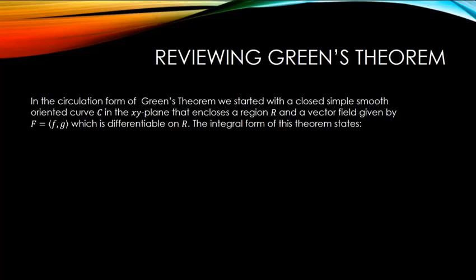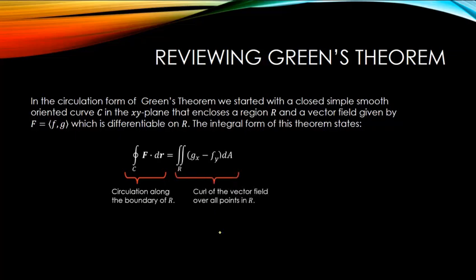In the circulation form of Green's theorem, we started with a closed, simple, smooth, oriented curve C in the xy plane, and this curve enclosed a region R and a vector field given by F equals a vector with components f, g, which is differentiable on R. The circulation form of Green's theorem gave us the closed integral over C of F dotted with dr is equal to the double integral over R of g sub x minus f sub y dA, where the left side is the circulation along the boundary of R, and the right side is the curl of the vector field over all the points in R.